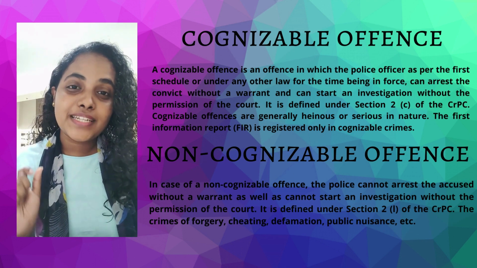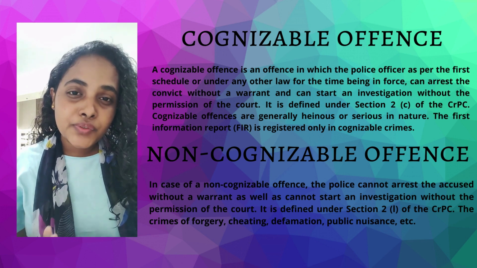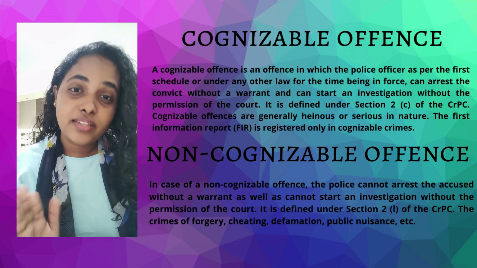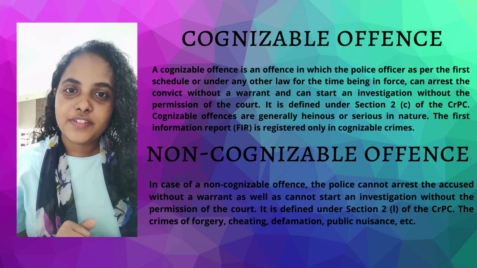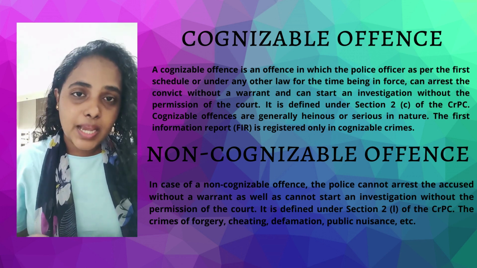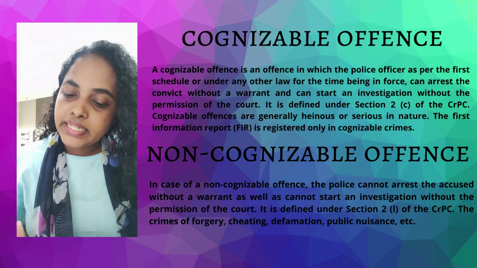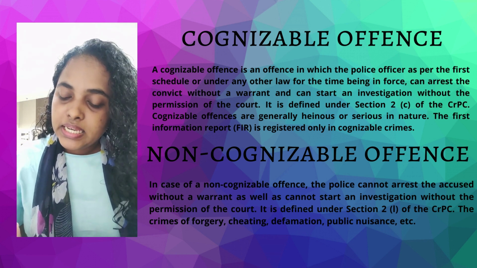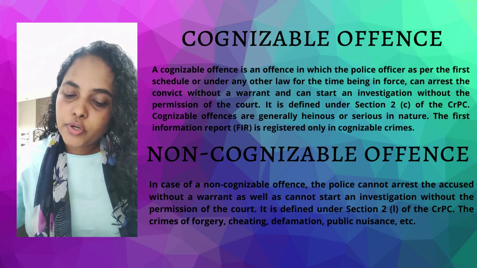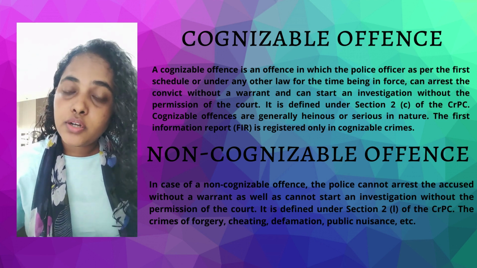Okay, hi guys. So let's start with cognizable offence and non-cognizable offence. Now you need to understand where to find cognizable and non-cognizable offence. For that, take your CRPC book. See chapter 1, section 2 is about definitions. Now in definitions you can see that subclause C is about cognizable offence and subclause L is about non-cognizable offence.